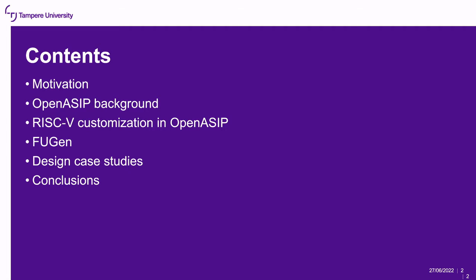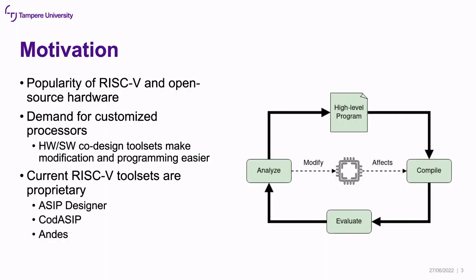First, we go through the motivation behind this work. Then we discuss OpenASIP background. And after that, we go through the features that we added in this work. And those include RISC-V customization in the toolset, as well as a hardware generation tool called Function Unit Generator. After that, we go through the design case studies that we included in the paper, and then we go through the conclusions. But first, let's discuss the motivation behind the work.